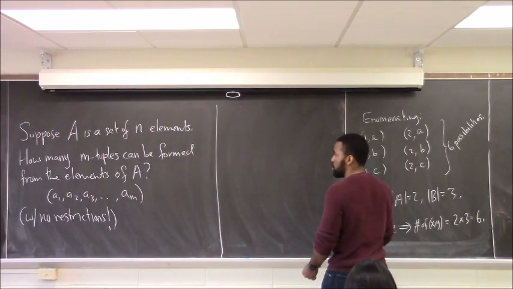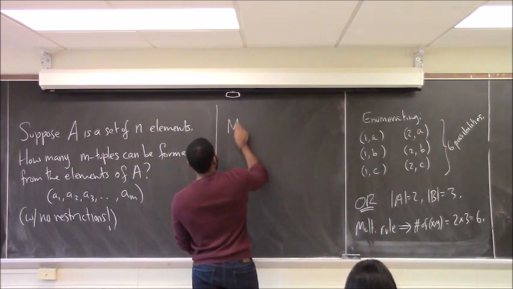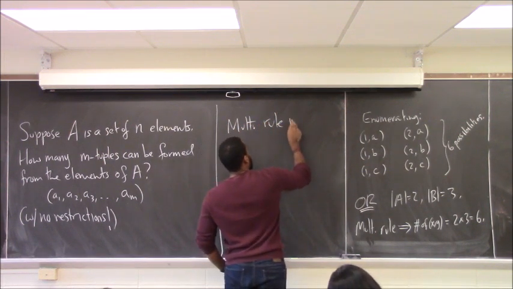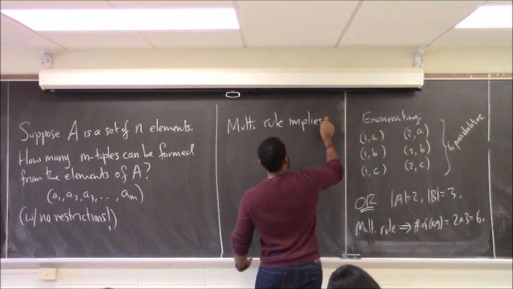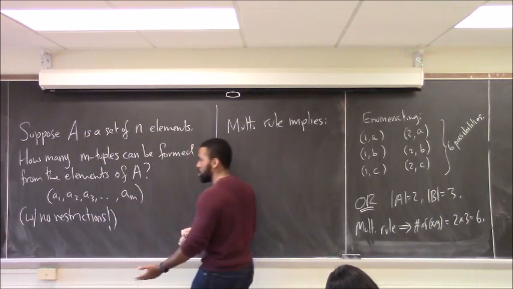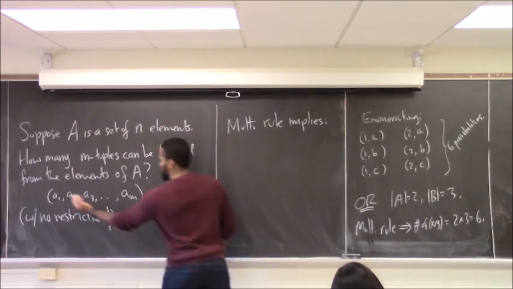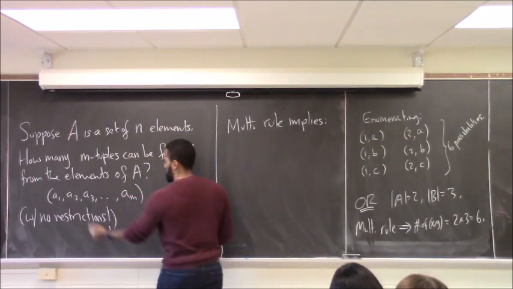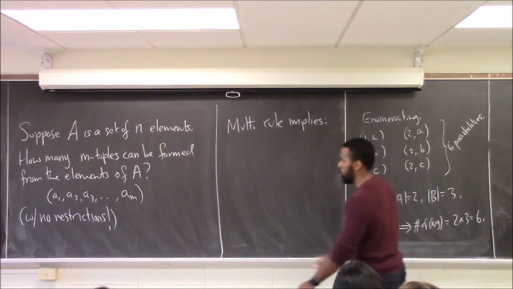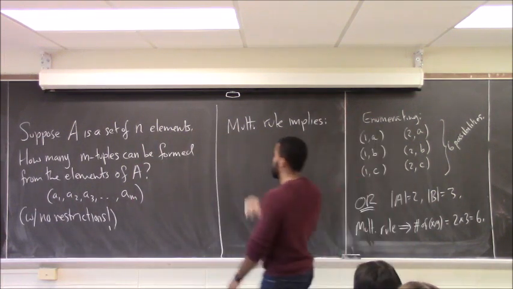Well, we could do the multiplication rule. The multiplication rule implies, well, you can think of creating this coordinate as stages of an experiment. Picking the first coordinate is the first stage, picking the second coordinate is the second stage, picking the third coordinate is the third stage, etc. And so what we can do is apply the multiplication rule.